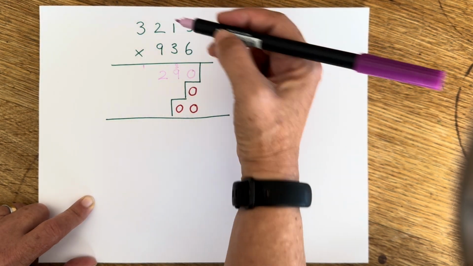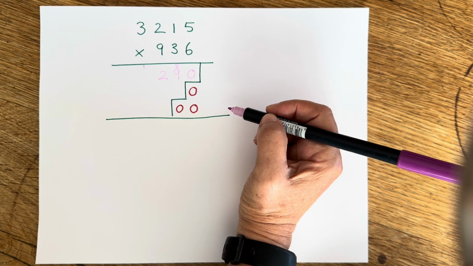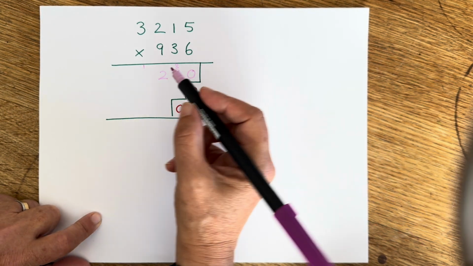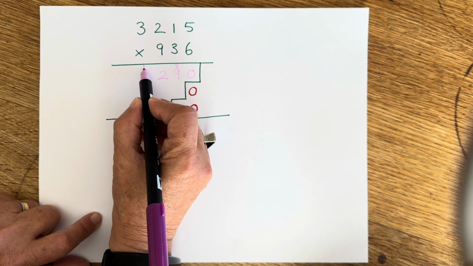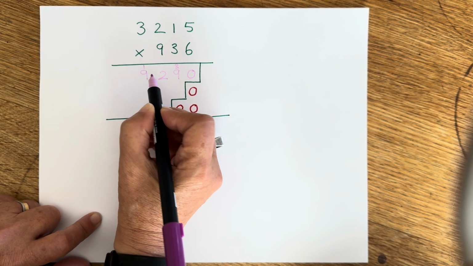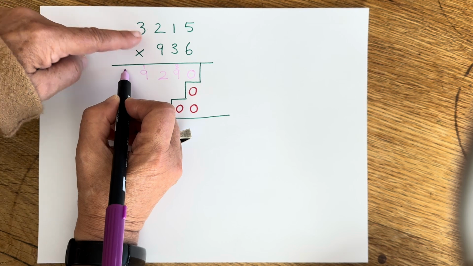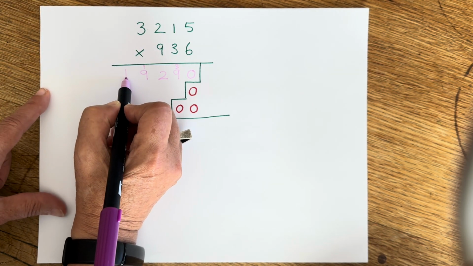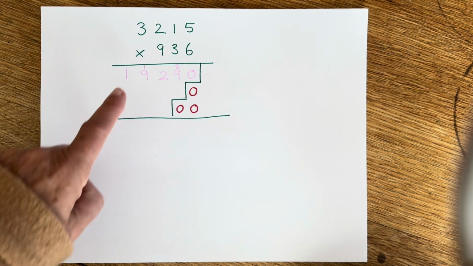Then I do 6 times 3, and the answer to that is 18. I have 1 here still, so I need to add that in as well. So that's going to be 19. 1 plus 18 is 19. And now I've got no more calculations to do, so I can actually put the 1 as a big number instead of a little one at the top.